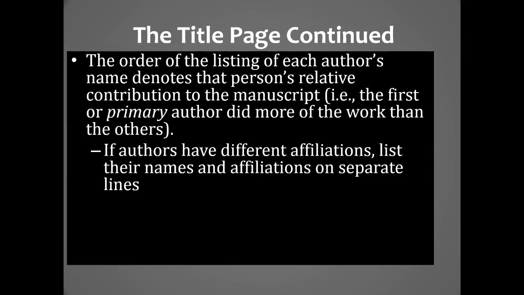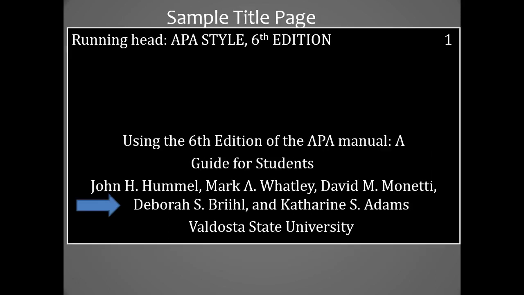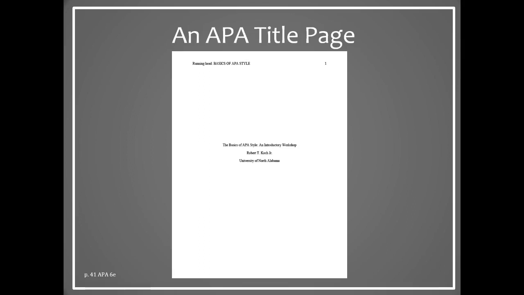Now, if the authors come from different colleges, have different affiliations, then essentially what we would do is we'd list the first 2 authors from Nyack College, New York City, and then a space, and then the second 2 authors on separate lines, from NYU or whatever that would be. So here we have clearly Running Head: APA Style 6th Edition, and the name of this paper is Using the 6th Edition of the APA Manual: A Guide for Students. And here are the authors, and they come from Valdosta State University in Georgia.